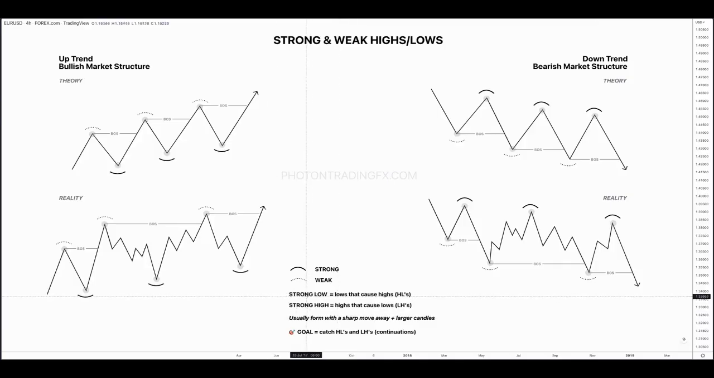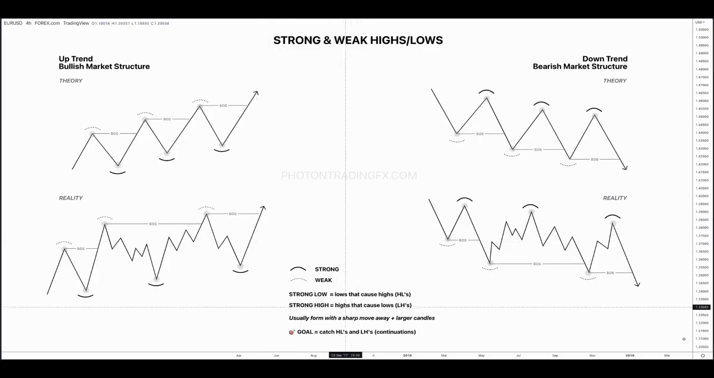So, like I said, a strong low is a low that causes a high. So this is a strong low because it breaks structure. It causes a high. So that's why price doesn't break it. Of course, sometimes it will. We'll get onto that in a minute. But the expectation, it's a framework that we use to help us with probabilities in the market. That's how you have to think about it.